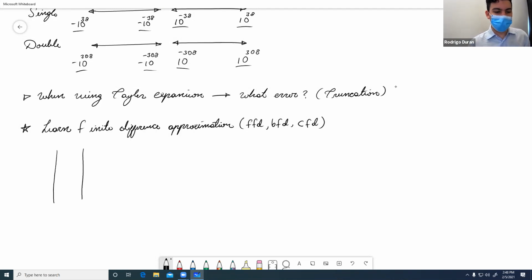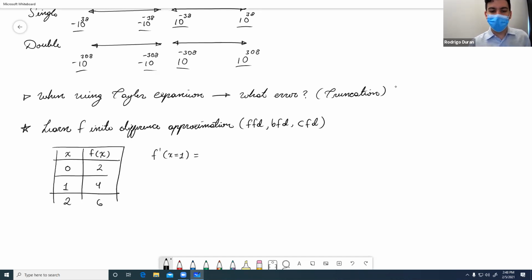They can go something like this, where I do a little table here: this is x, this is the function evaluated at x, and they give you 0, 1, 2, and then 2, 4, 6. They say, I want you to calculate f prime at x equals 1, for example, using forward finite difference. So that will be f at x plus delta minus f of x, divided by delta. The x is right here. So the x is 1.